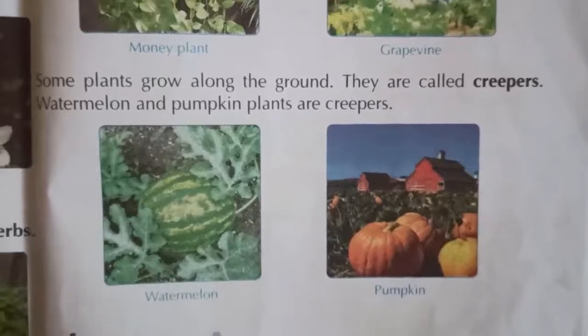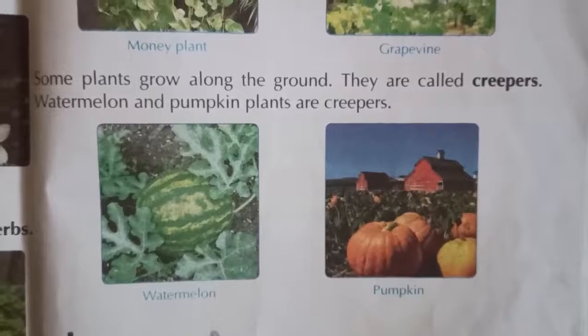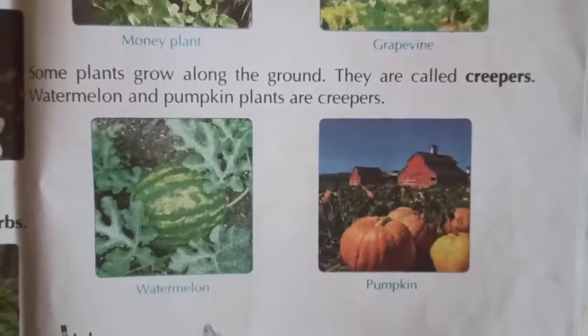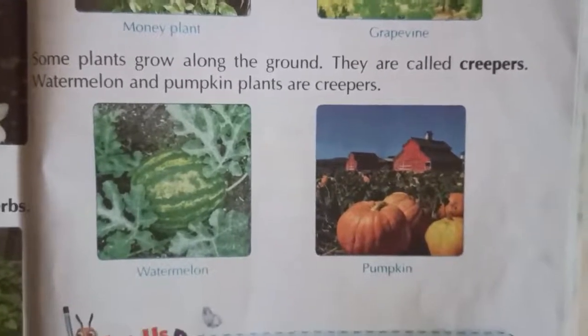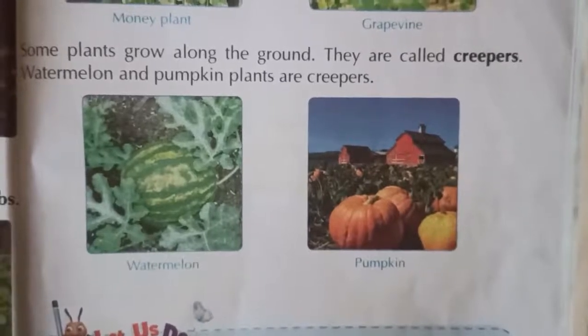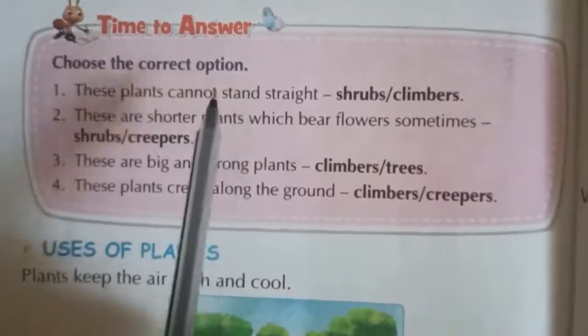So these are the 5 types of plants. Let's revise it. Trees, shrubs, herbs, climbers and creepers. So students, I hope you understand the different types of plants. See the next point. We already learned the different types of plants. Now choose the correct options.